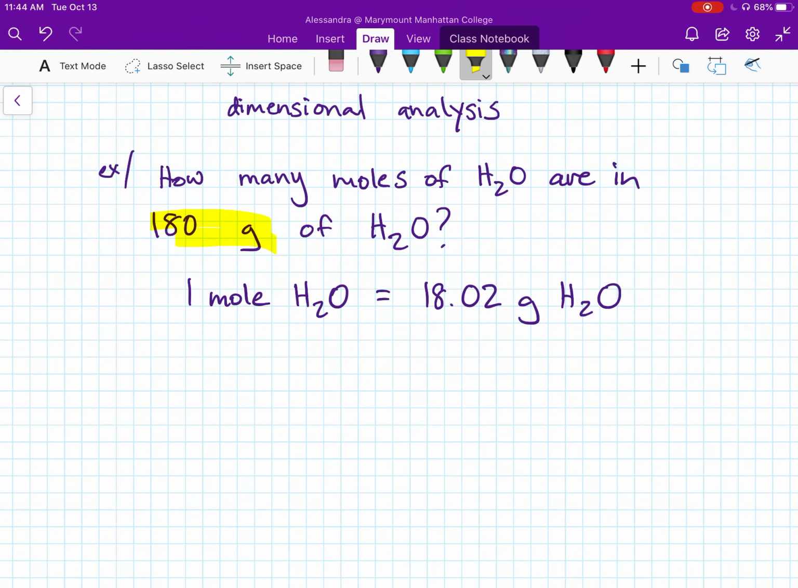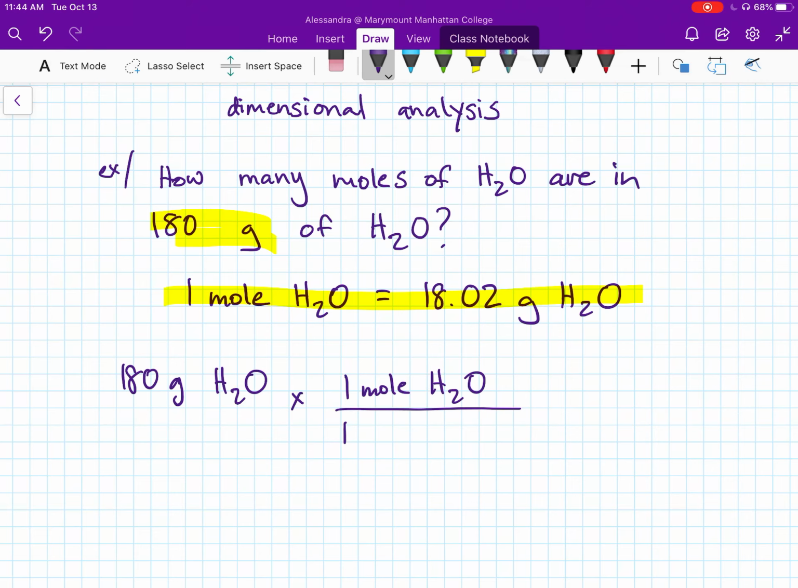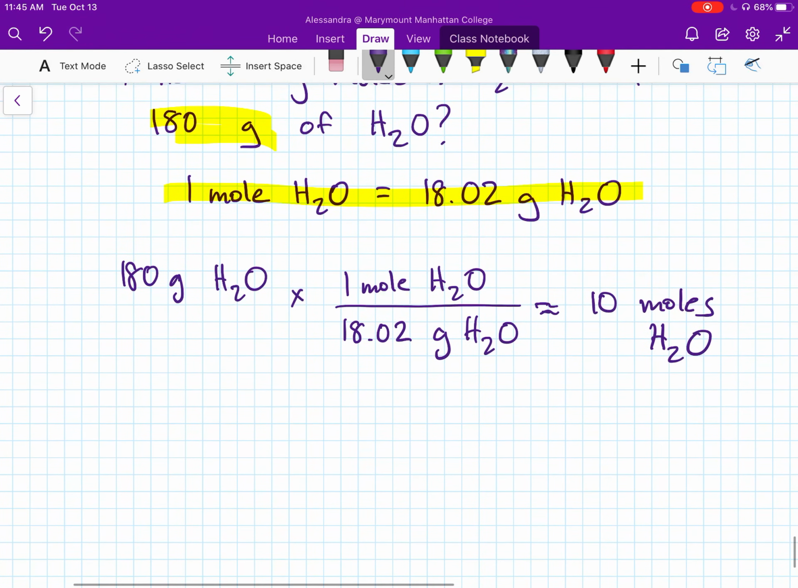Now I can take the 180 grams and cross multiply it. 180 grams of water, I'm going to multiply by this conversion factor, putting the moles on top. There's 1 mole of water in 18.02 grams of water. That is going to give me approximately 10 moles of water. So there are going to be 10 moles of water in 180 grams of water. We just did our first mole-gram conversion.